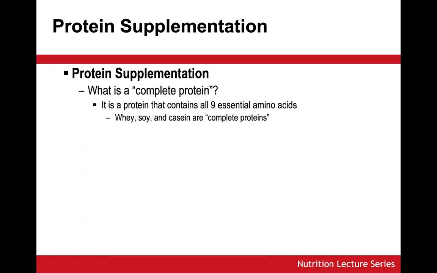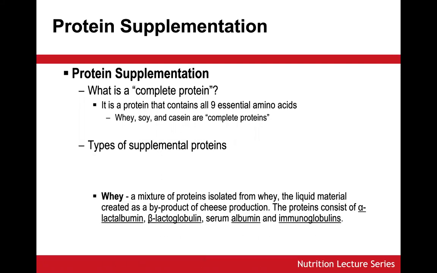So moving on. When we talk about proteins, we've got to talk about what a complete protein is. A complete protein is any type of protein that has all 9 essential amino acids. And again, they're essential because those 9 you can only get through ingesting food. The body cannot produce them. When we classify complete proteins, we typically see the big 3: whey, soy, and casein.